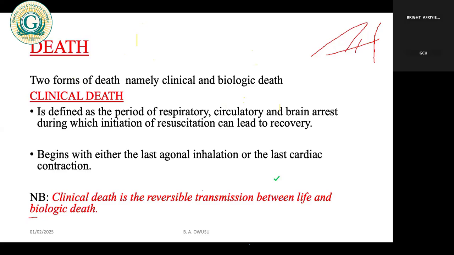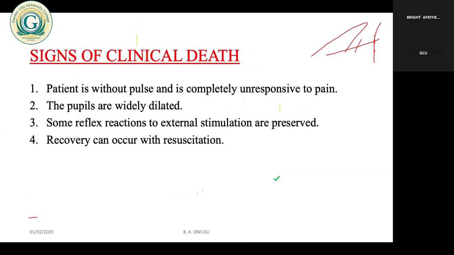By the time the guys delayed and got there, the child that had been certified clinically dead was now breathing and kicking, out of the womb. The hands were moving and the baby was crying. But this child was certified an hour ago clinically dead. So remember, clinical death is the reversible transition between life and biologic death.